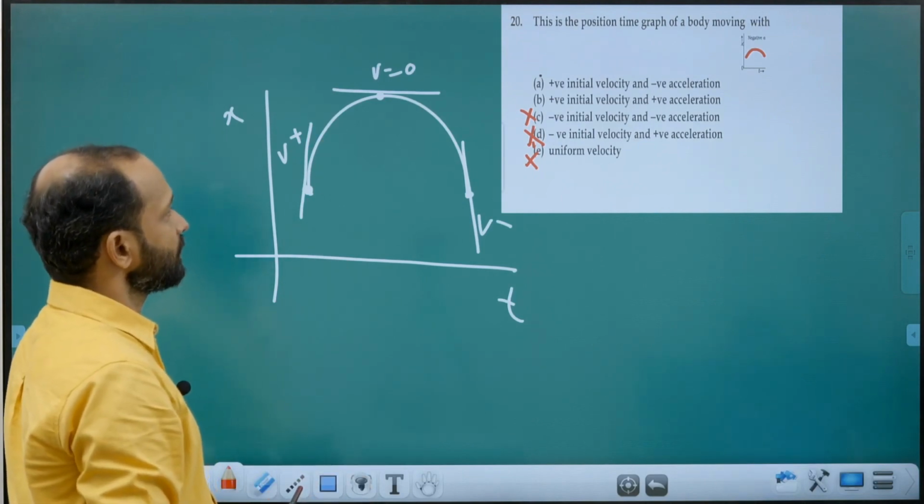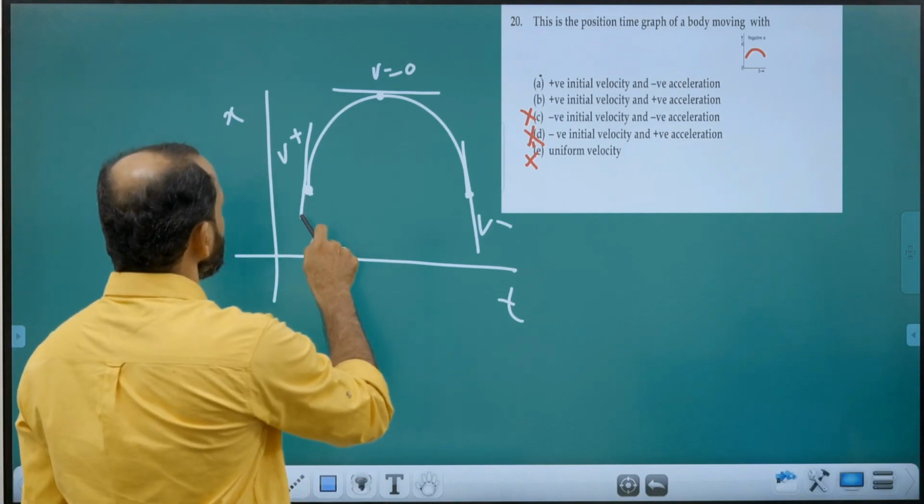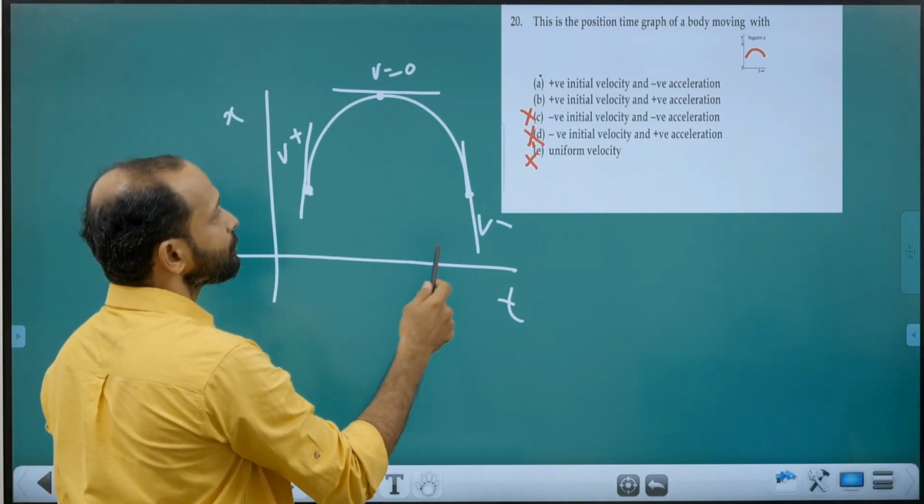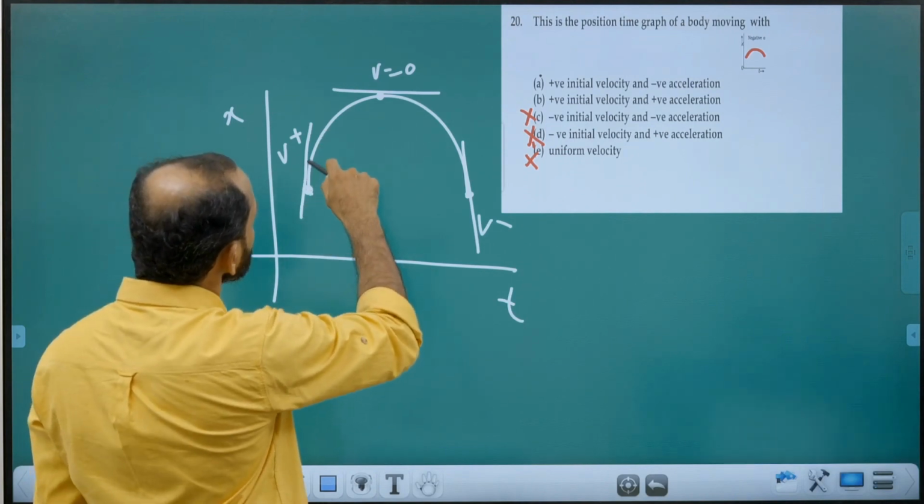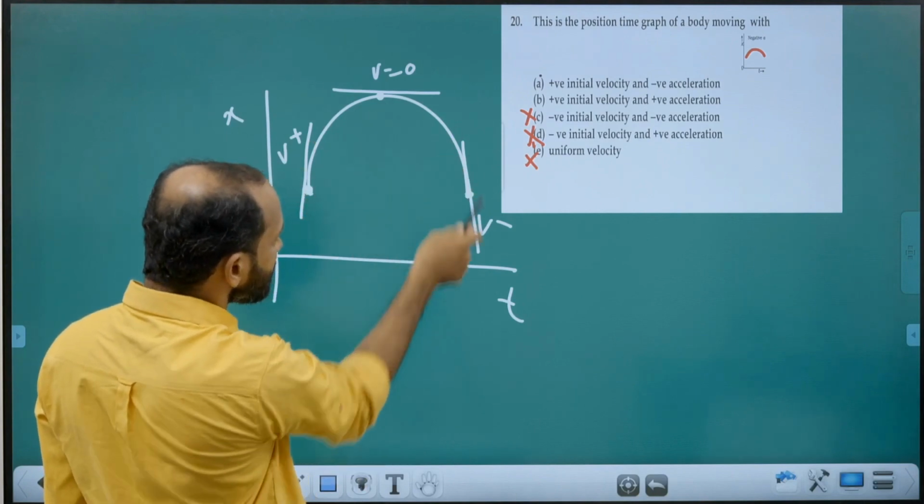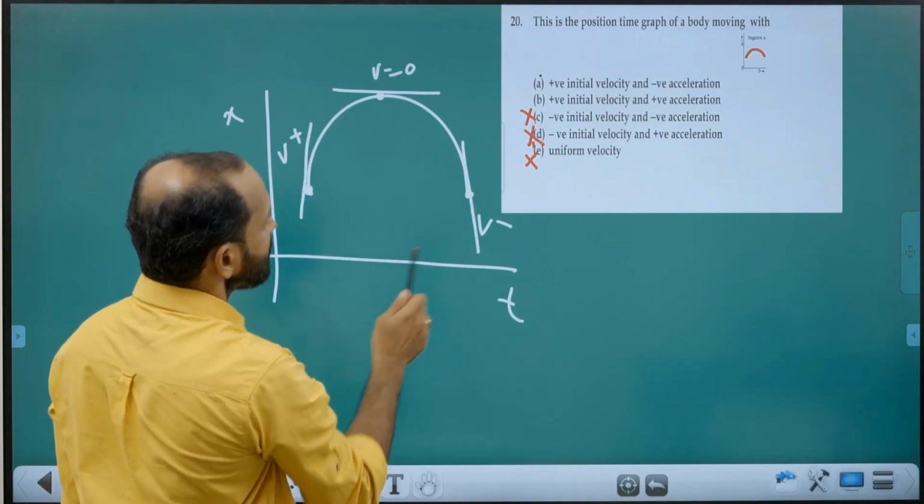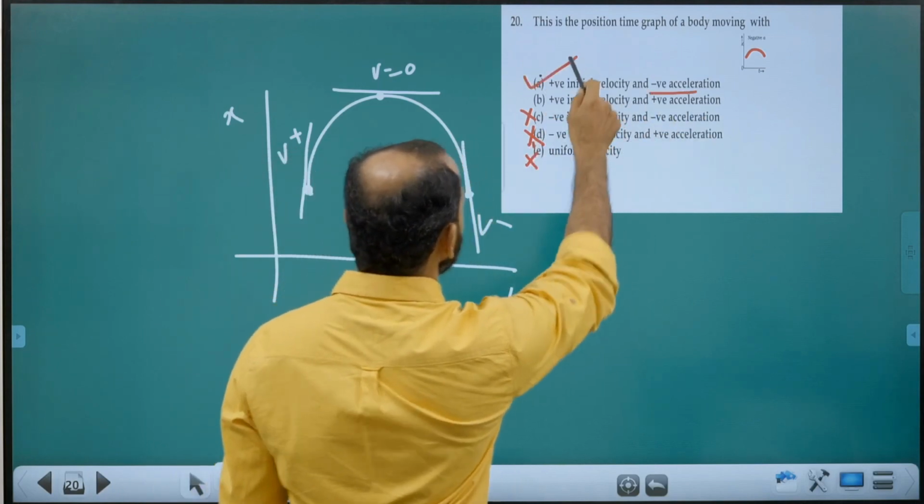That we have to check. There we have to go for acceleration. Acceleration is the time rate of change of velocity. At the beginning, velocity was positive. Now velocity decreases, becomes 0, then becomes negative. As velocity decreases, acceleration is negative. So the correct answer is option A.